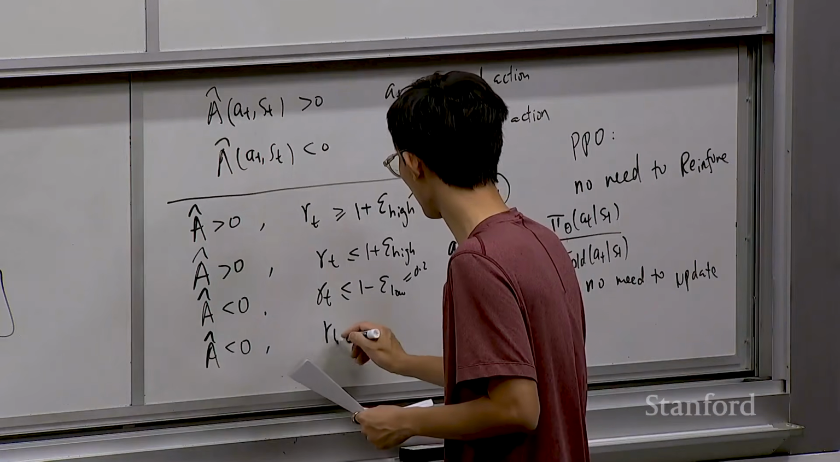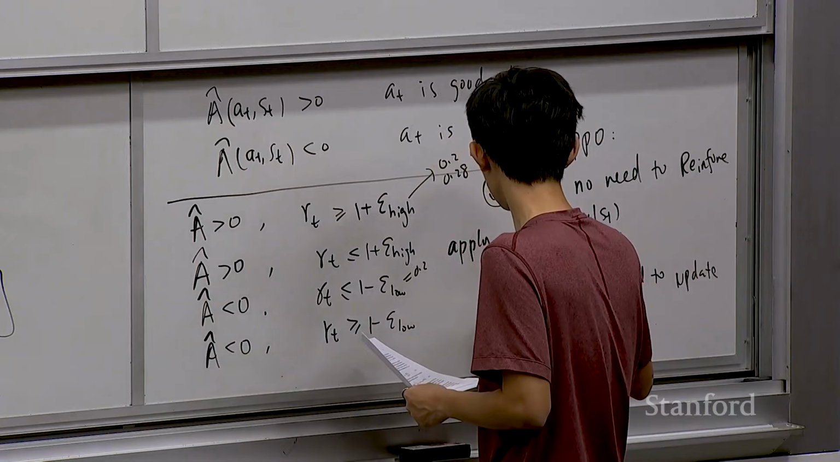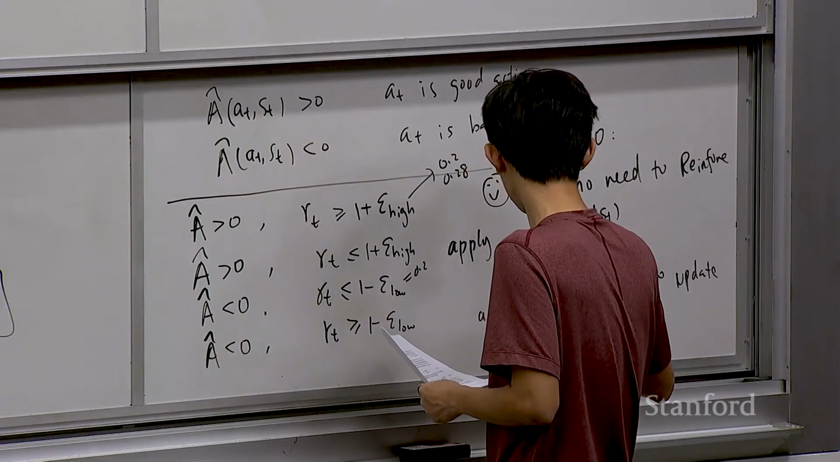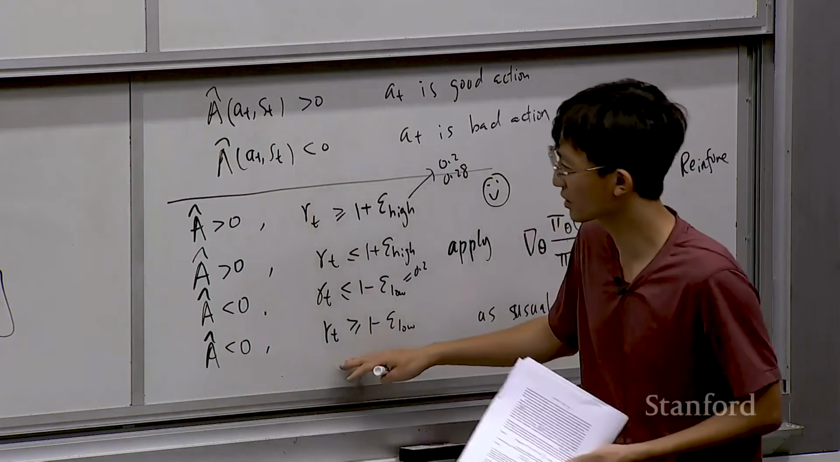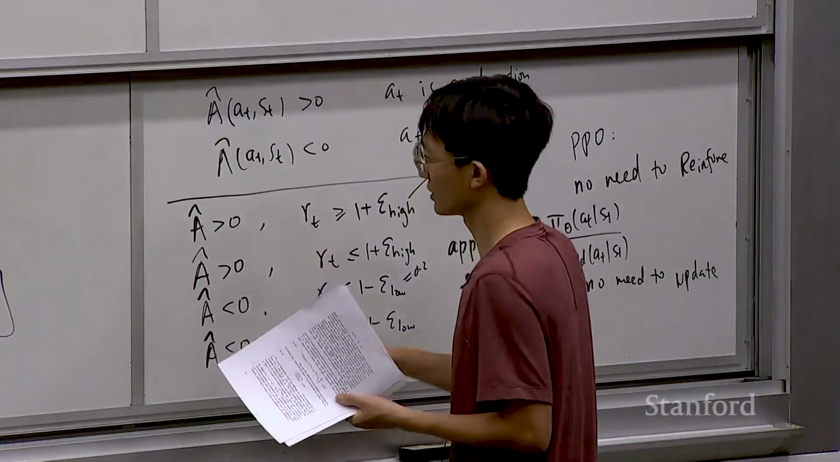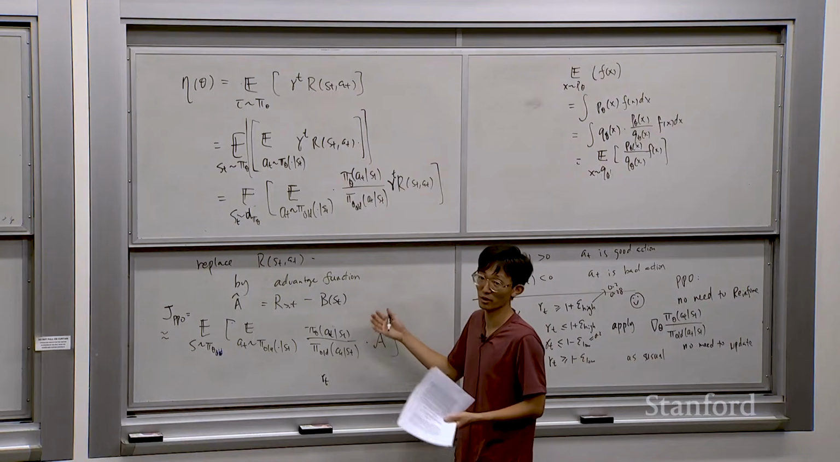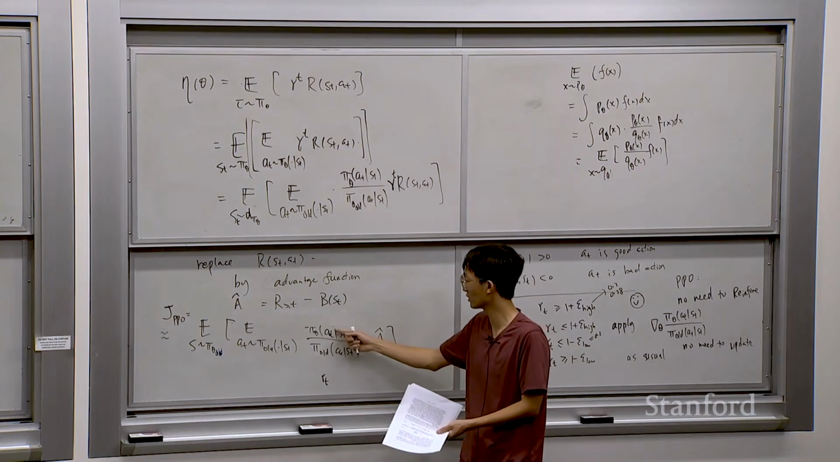And for the case where RT is bigger than 1 minus epsilon low, just as usual, you update the gradient. This is the case when the action is a bad action, but your probability is not small enough. If it's a bad action, you want pi theta to be smaller than this.